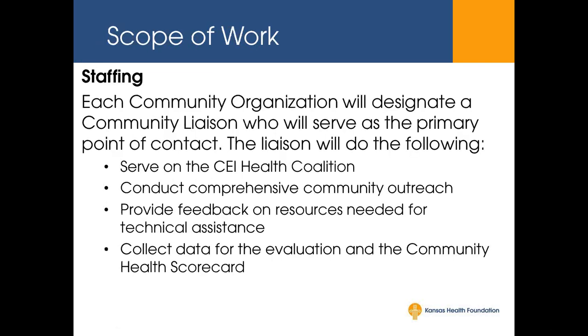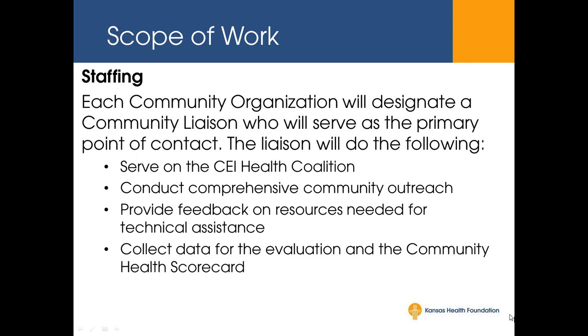So the scope of work, staffing. Each community organization will designate a community liaison who will serve as the primary point of contact. The liaison will do the following. They will serve on the Community Engagement Initiative's Health Coalition. So again, each grantee, 5 of them, will have a community liaison, and these liaisons will form a coalition.